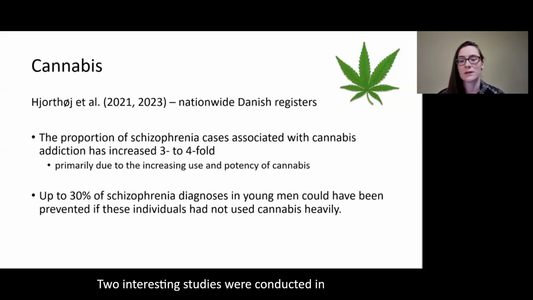Two interesting studies were conducted in Denmark, again using the nationwide Danish registers. Both of these studies examined the health records of around 7 million people. Firstly, focusing on the past 2 decades, they found that the proportion of schizophrenia cases associated with cannabis addiction has increased 3 to 4-fold, and this is primarily due to the increasing use and potency of cannabis, potency referring to increasing THC concentrations. Secondly, they found that 30% of schizophrenia diagnoses could have been prevented, so that's about 3,000 people in total, if men from 21 to 30 years old had not developed cannabis use disorder.